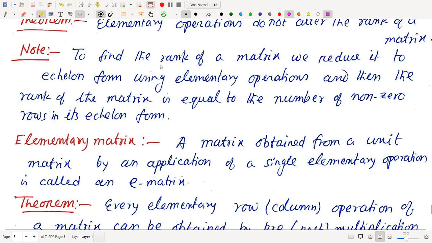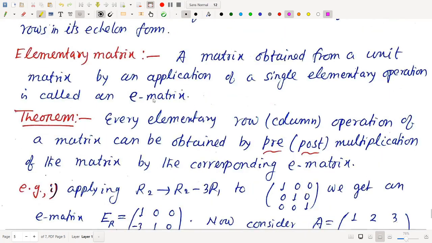So what we shall do, to find the rank of a matrix, we reduce it to echelon form using elementary operations, because rank will not change, and then the rank of the matrix is equal to the number of non-zero rows in its echelon form. So this is the justification why we change the matrix to echelon form and get the rank immediately using elementary operations. Okay, so this is the second approach to rank we have seen.